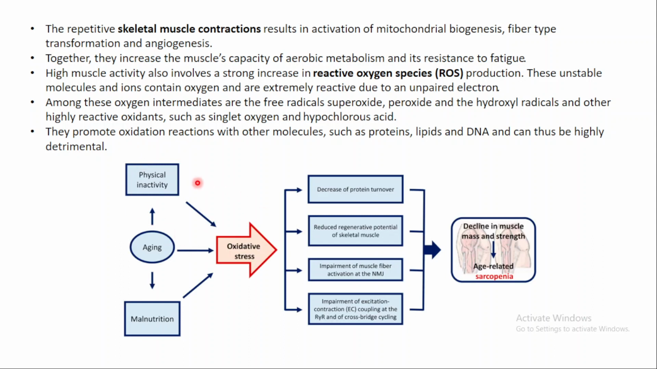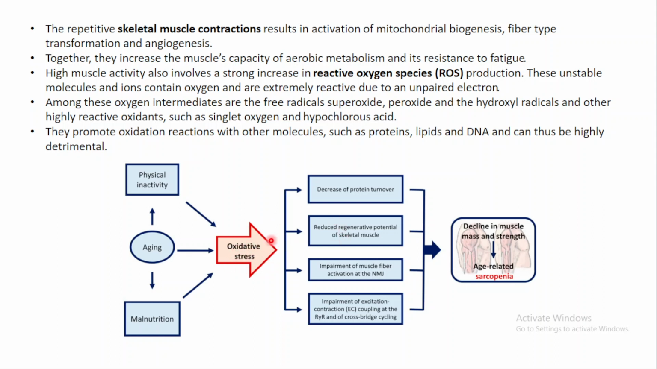So this is a schematic explaining the relation of skeletal muscle contraction, energy, exercise, and ROS production. During aging, we have more physical inactivity and malnutrition. This can all lead to oxidative stress. So this is an example of an aging-related decrease in physical activity. Whenever there is high physical inactivity, there can also be higher production of reactive oxygen species.